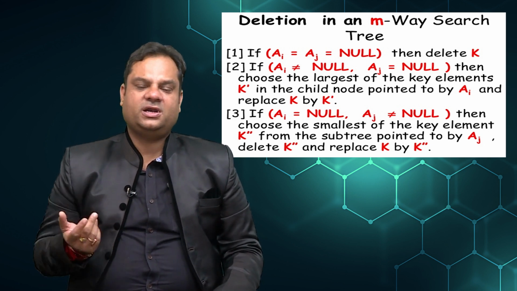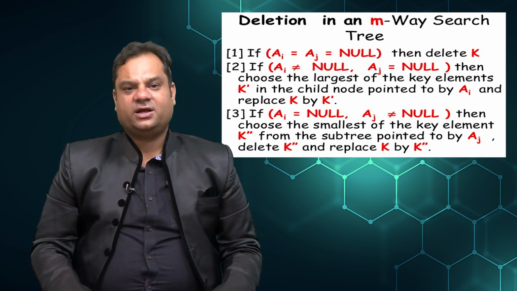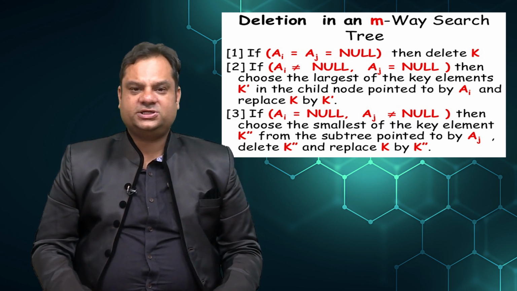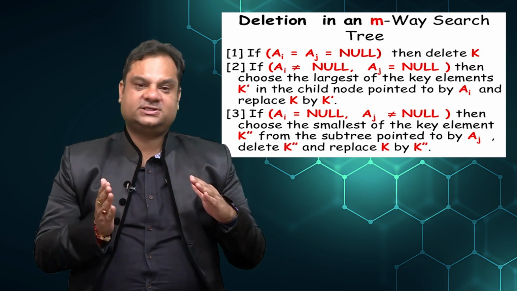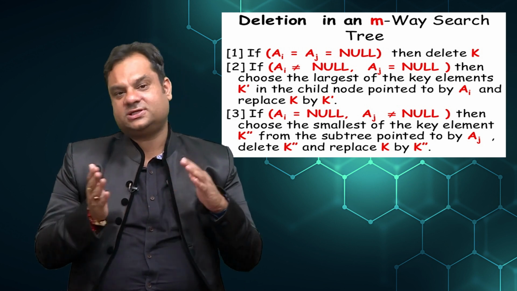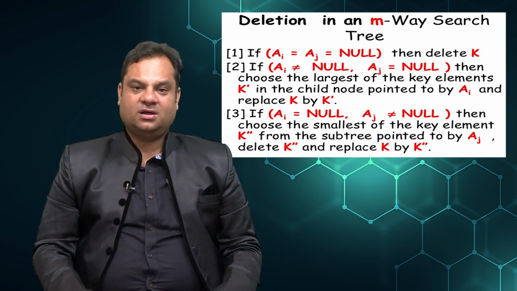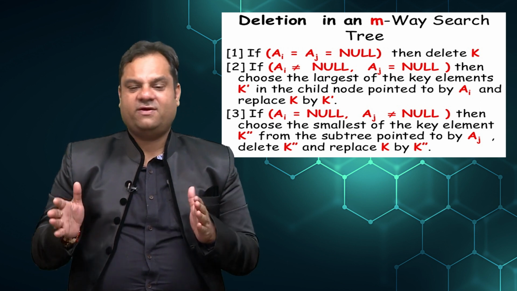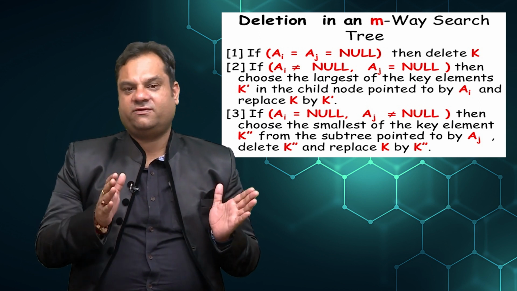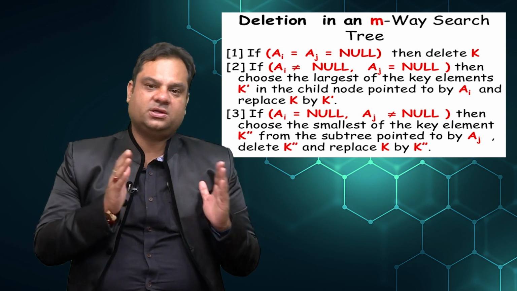Now when you are deleting an item or a key that has two children, ai and aj, but ai is equal to null, it means the left successor items, or the smaller successor items, are null, and aj is not equal to null. It means we have a few items in the form of a right successor of that particular key.